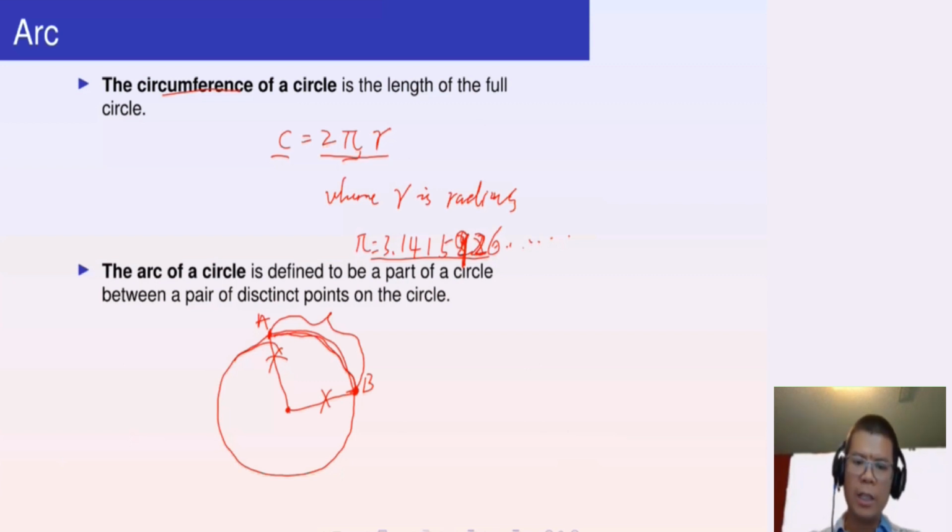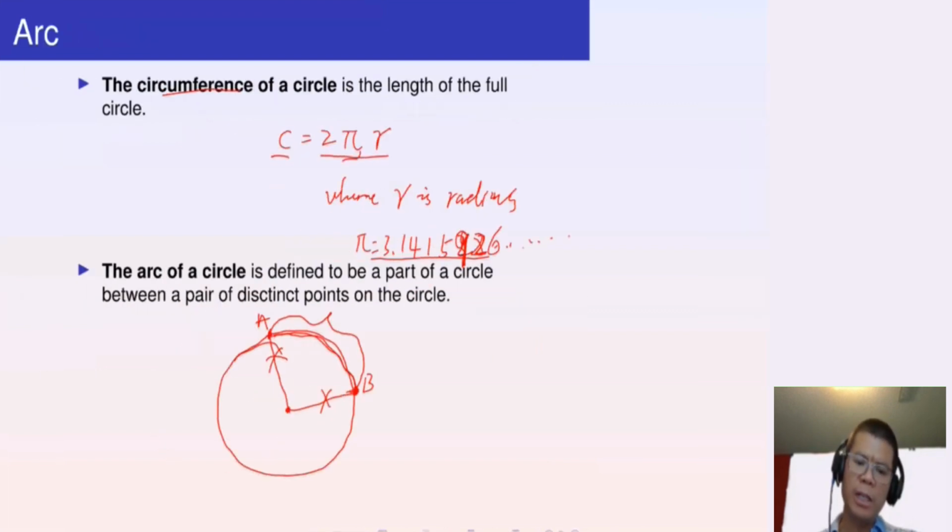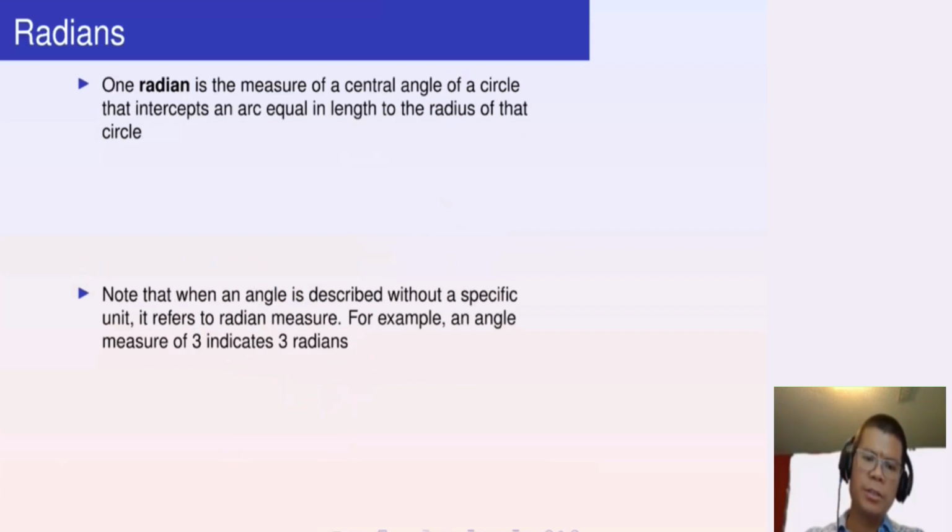Sometimes we are trying to find, what about if the arc length equals the radius? Now you see that this comes as the definition of a radian. It's the measure of a central angle of a circle that intercepts an arc equal in length to the radius of that circle.